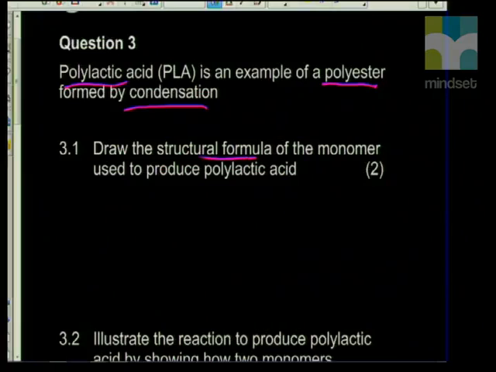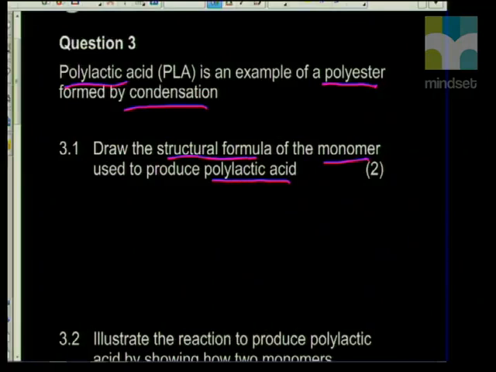Remember that there are two processes to make polymers. One is addition polymerization. If we take ethene and add ethene to ethene many times, we break those double bonds and add them together. It's called addition polymerization. Now we're doing condensation polymerization. So where do we start? It says draw the structural formula of the monomer used to produce polylactic acid.